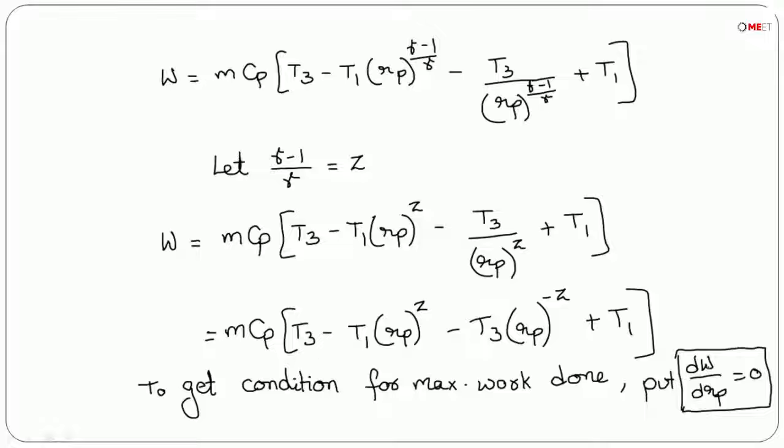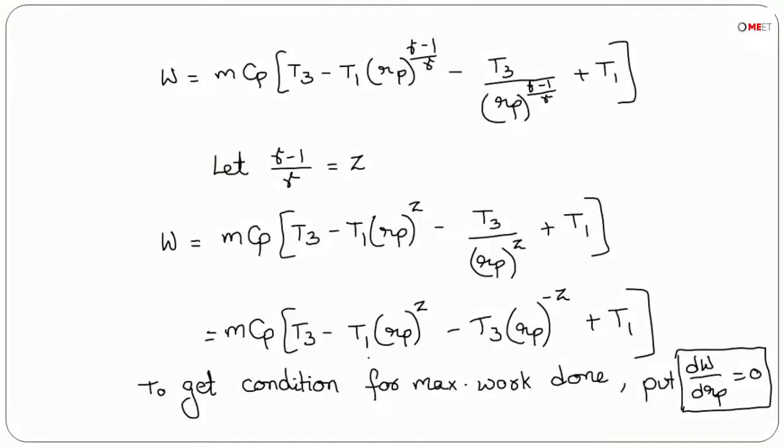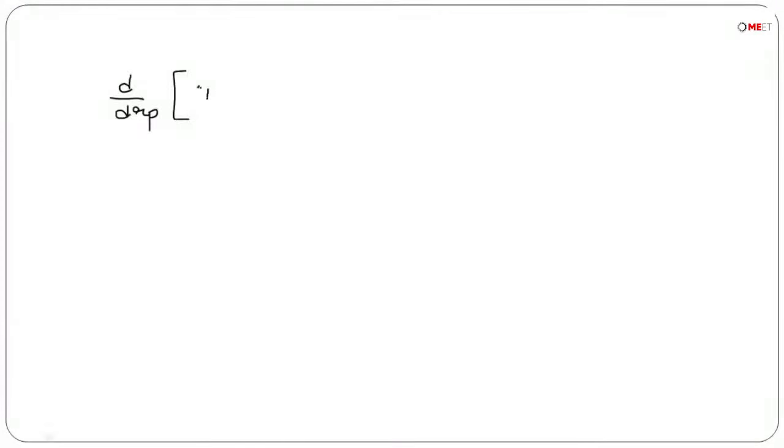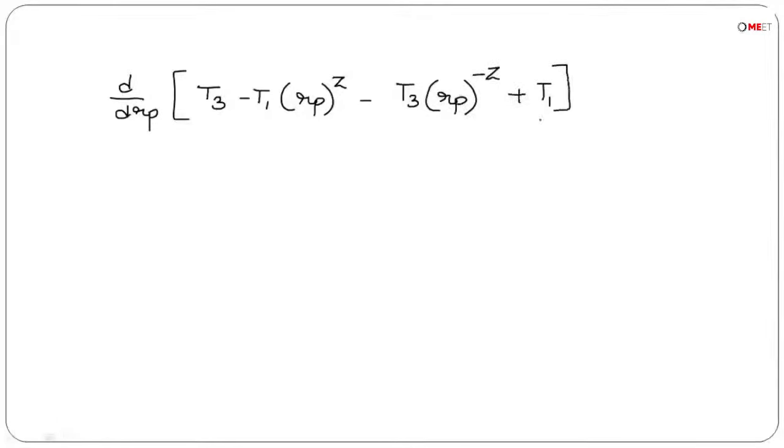So then only we are going to get the condition for maximum work done here. Now d by dRp of, we can't differentiate mcp, so mcp can be removed. We need to write this term T3 minus T1 into Rp to the power z minus T3 into Rp to the power minus z plus T1 here. So this is equal to 0.